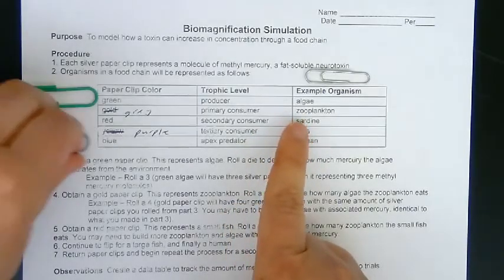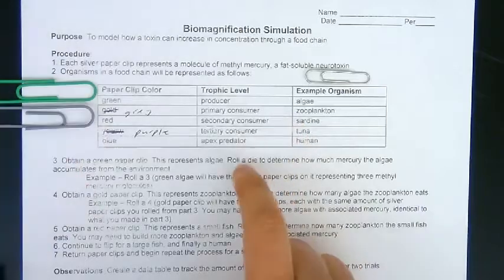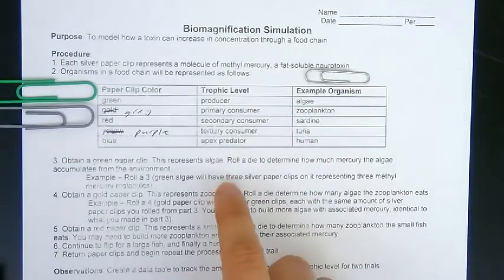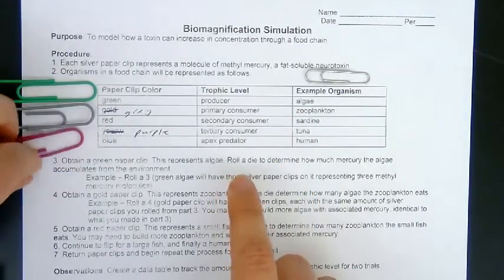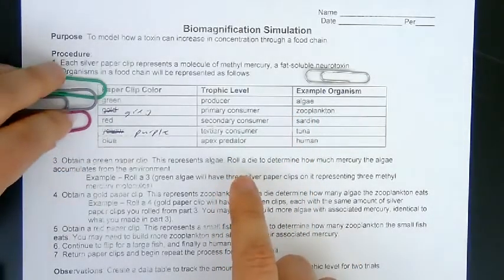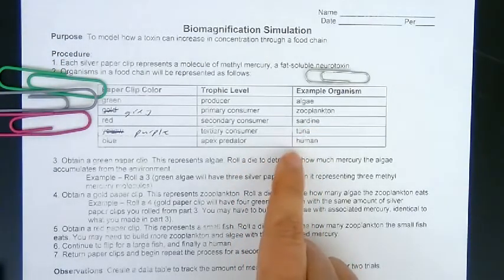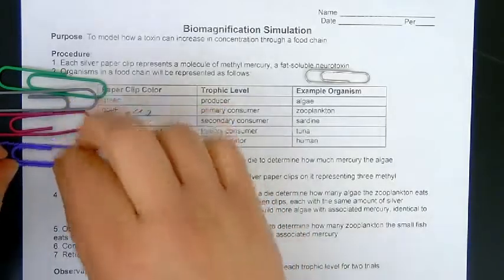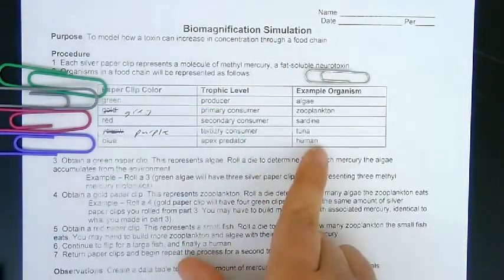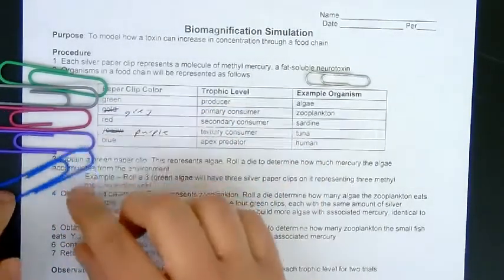Then we're going to have a gray paperclip as a primary consumer, zooplankton, pink or red for secondary consumer, which is going to be sardine. The tertiary consumer is going to be purple, that's going to be a tuna fish. And then the human as the apex predator is blue.